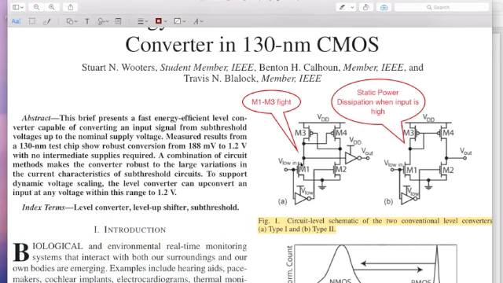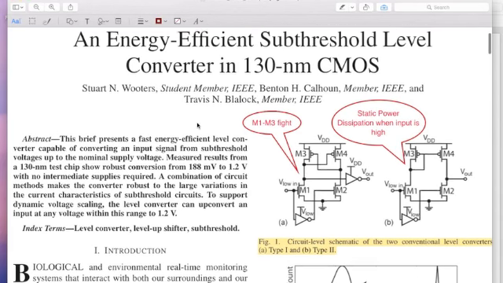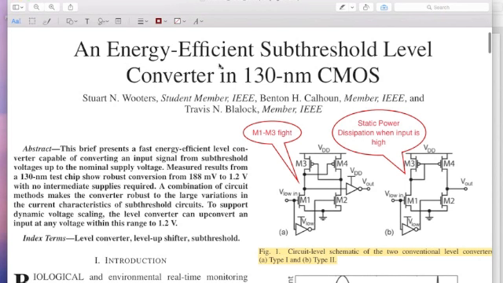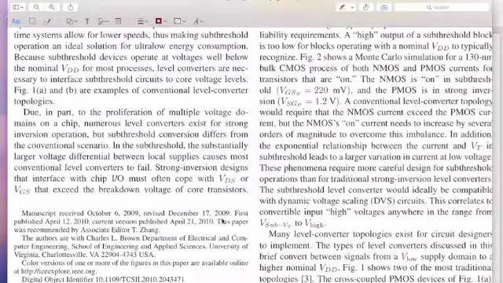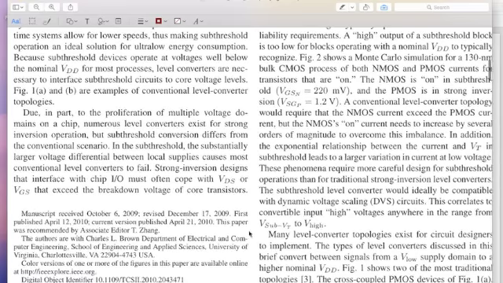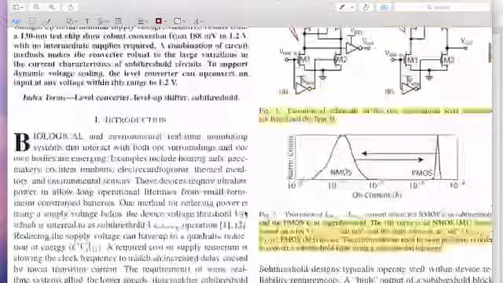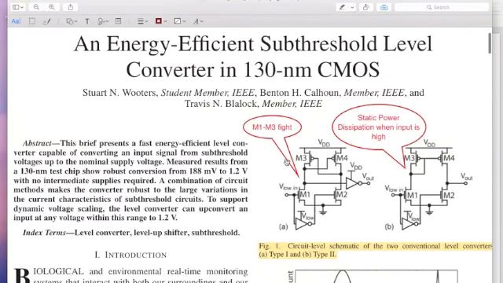So what you have here is, can you see this figure, everyone? Okay, so this is the same latch based level converter. Now I'm looking at this paper called Energy Efficient Sub-Threshold Level Converter in 130 nanometer CMOS by Wouters and the group. I think they are from the University of Virginia. And they propose a particular design for solving this problem.